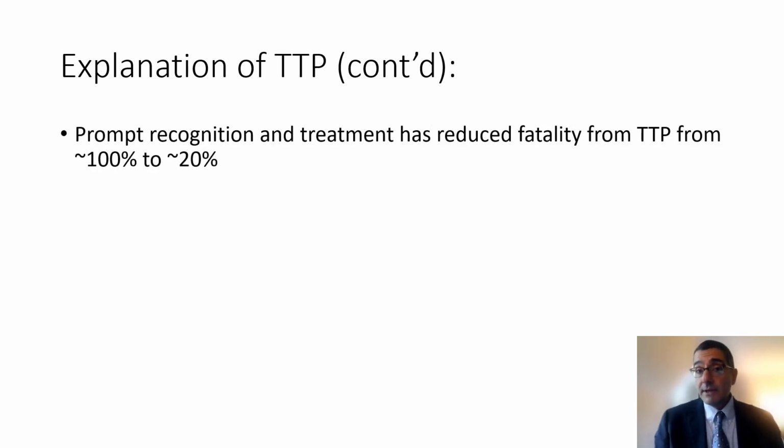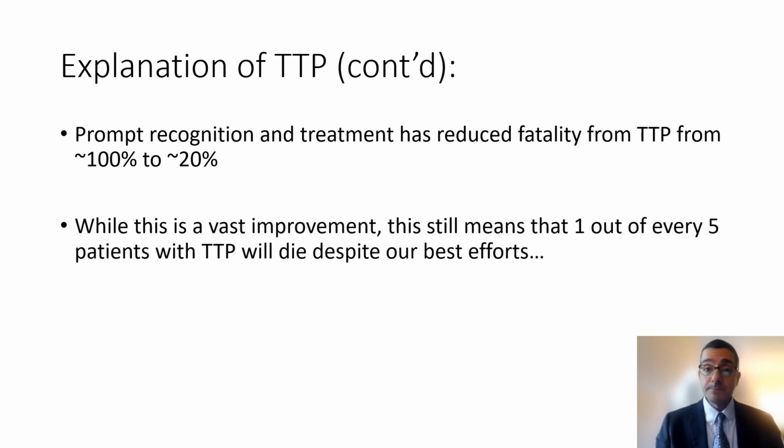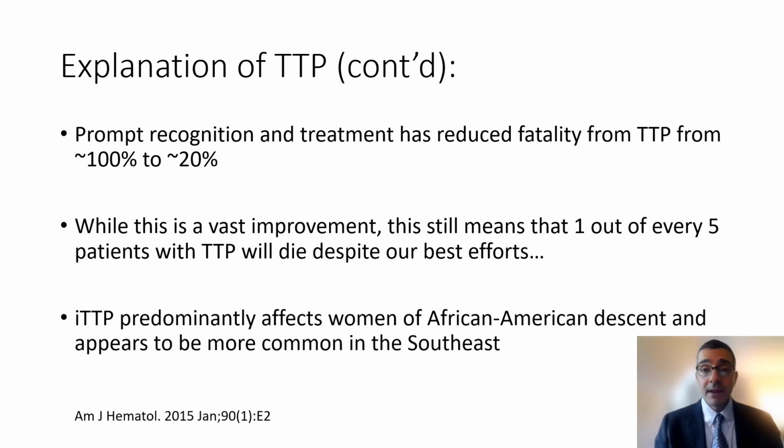This was a major game changer because it took this disease that had a nearly 100% fatality rate and dropped it down to about 20%. And even though this is great, this is a significant improvement, still, a 20% death rate means that one out of five people who present with TTP, despite our best efforts, will still die as a result. And this is especially important because we know that TTP tends to predominantly affect our patients of African descent, and it tends to be particularly more predominant in the Southeast.